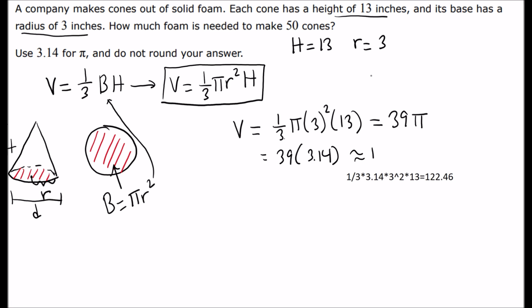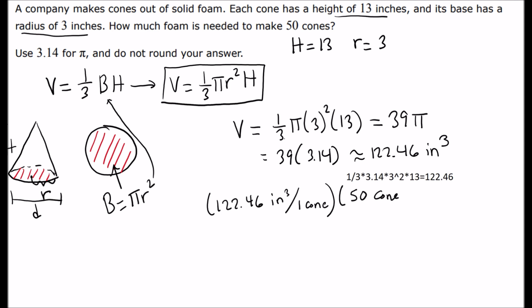All right, so we got about 122.46 cubic inches of volume. Now remember, this is for one cone, right? So we have to multiply it. This is the cubic inches per one cone, and so we're going to multiply by 50 cones to get the total amount of foam needed. Notice that the units of cone cancel. And let's figure out what this is.